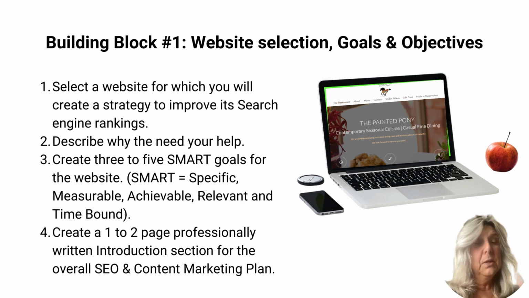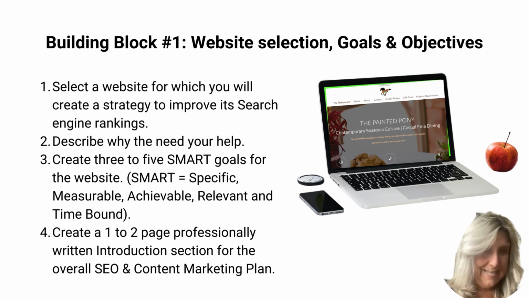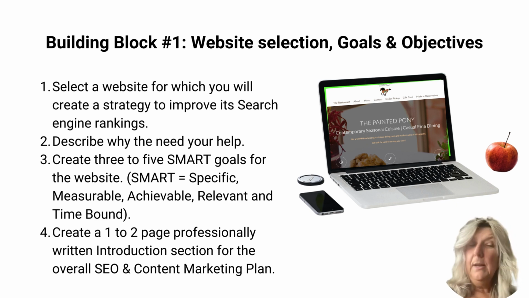So you're going to select a website. Then I want you to describe how you think they need help or why they need help. So the third thing you're going to do is determine the goals and objectives for that firm as it relates to search engine optimization. Now, I'm only asking you to do a 1 or 2 page write up for each of the building blocks. But again, remember, you have that final 10-page proposal at the end, and this will be an element of that, the first one.